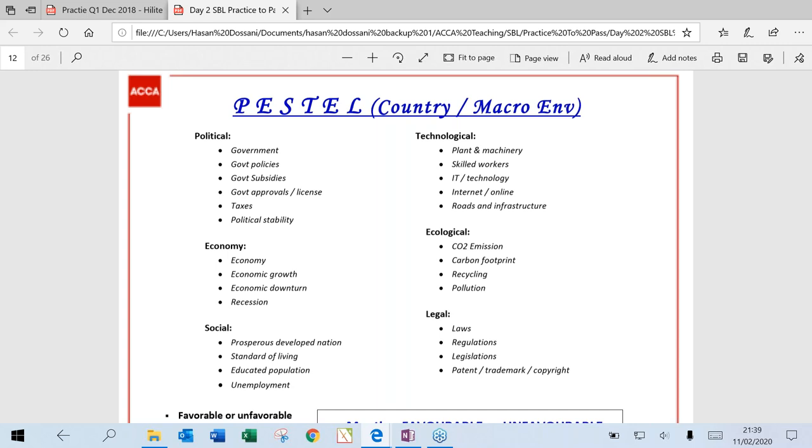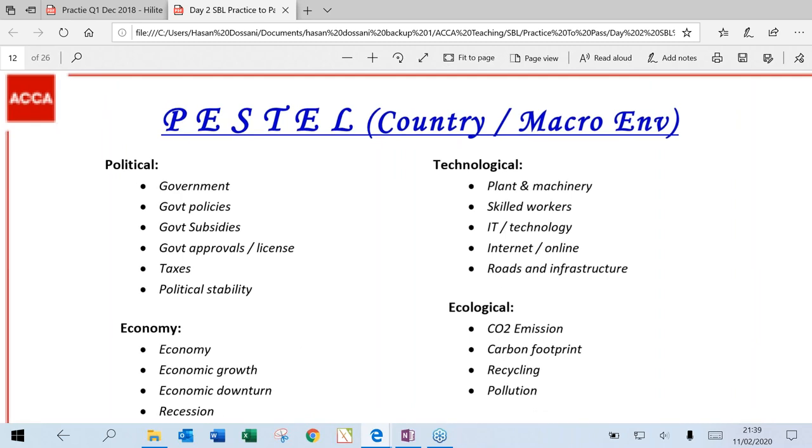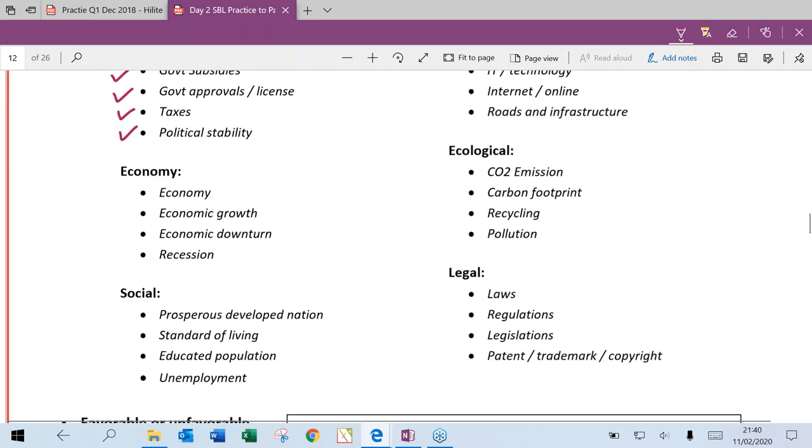In political, what are the keywords? Now you should remember the keywords. How do you highlight political points? Political means the government factors, okay? So words like government, government policies, government subsidies, government approvals and licenses, taxes, political stability, all these are words relating to political. How do you identify economy? You will see the word economy in the question.